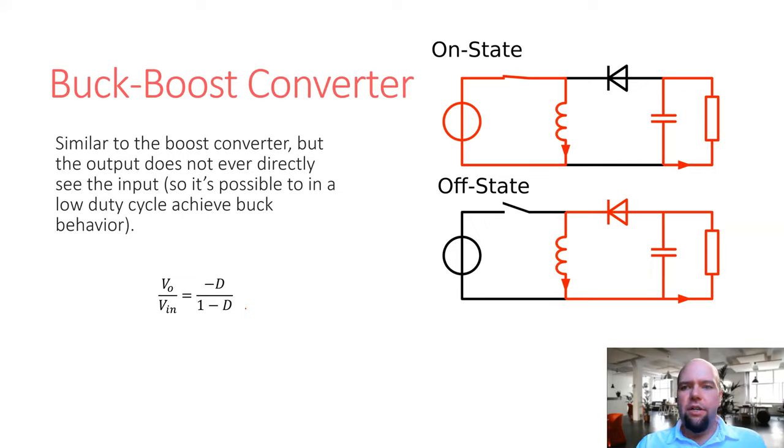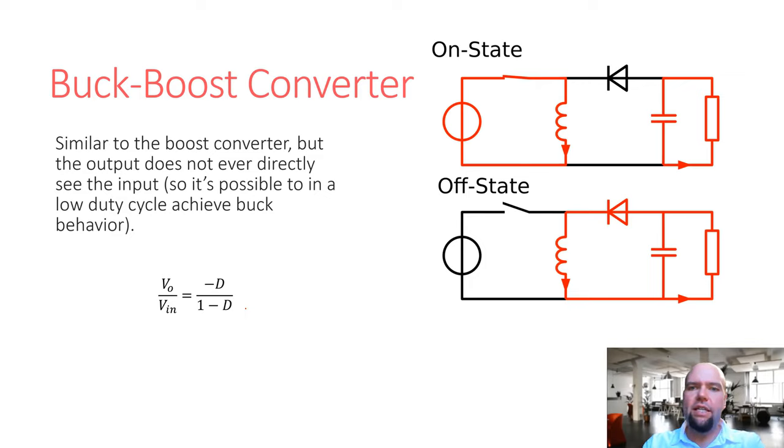Probably the most popular switching converter that we haven't talked about is the buck boost converter. When we talked about the buck converter, it was only able to take a voltage and decrease it. The boost converter, in its off state, had a direct line between the input and output, so it's not able to reduce the voltage below the input. So a boost converter could only boost, and a buck converter could only drop the voltage. A buck boost converter is a type of converter that can do both.